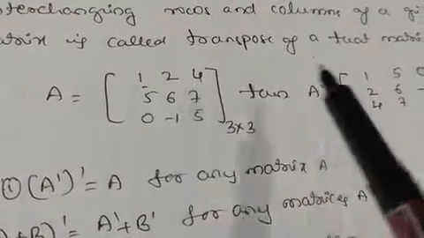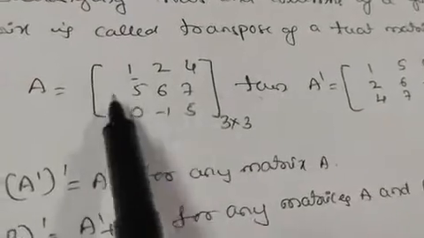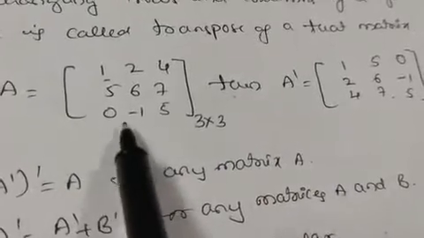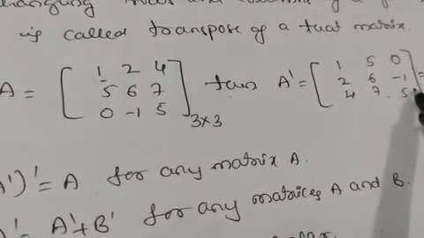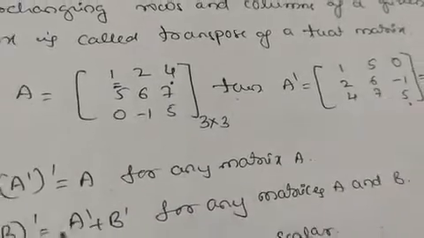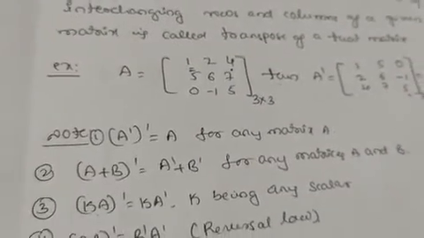This first row you write as a column: 1, 2, 4. The second row, 5, 6, 7, you write as a column. And the third row you write as a column: 0, minus 1, 5. That is, you have to write rows as columns. So this is the transpose of a matrix.